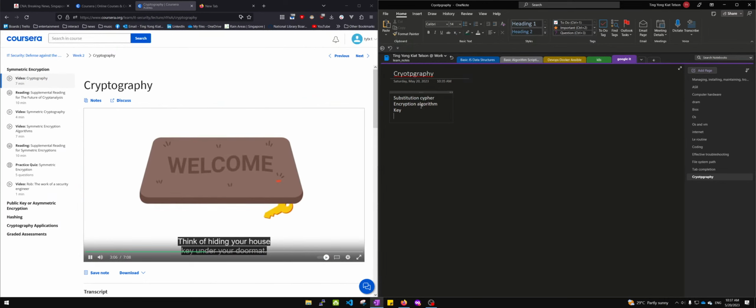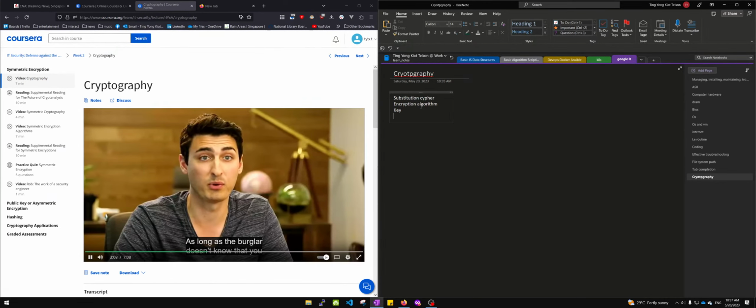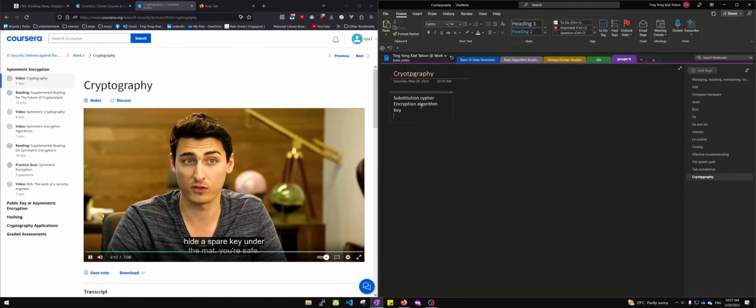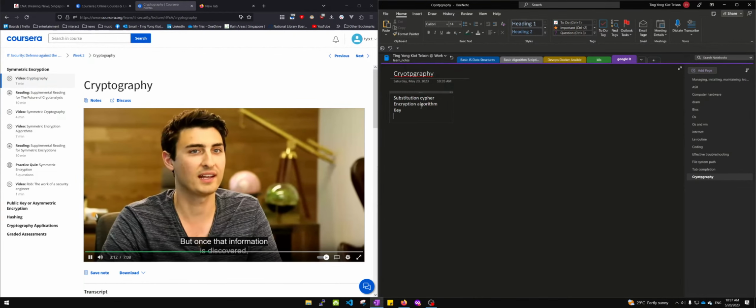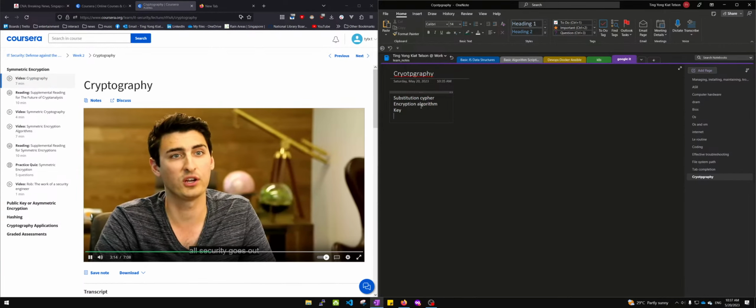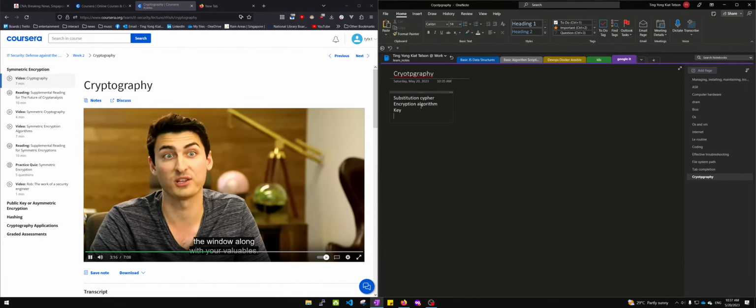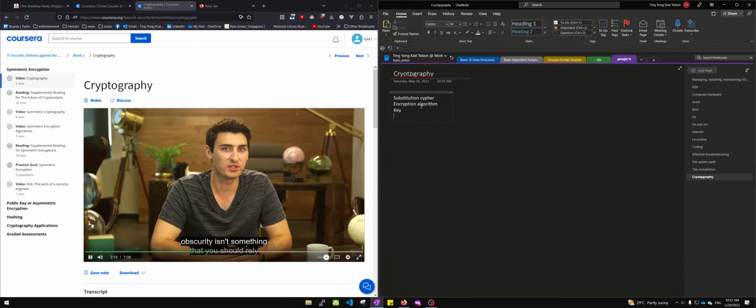Think of hiding your house key under your doormat. As long as the burglar doesn't know that you hide a spare key under the mat, you're safe. But once that information is discovered, all security goes out the window, along with your valuables. So clearly, security through obscurity isn't something that you should rely on for securing communication or systems, or for your house for that matter.